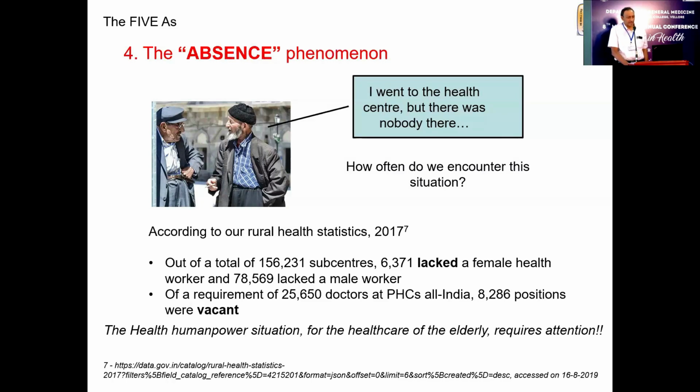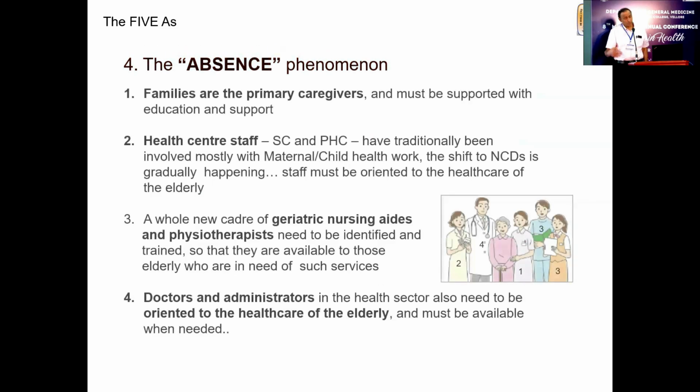This is according to our rural health statistics. Out of a total of so many sub-centers, almost 6,371 lacked a female health worker. And of course, I sometimes say that the male worker is rarer than the Indian tiger. At least you see the tiger occasionally on video clips and WhatsApp images, but a male health worker, I'm not really sure about. And of the requirement of so many doctors at a PHC, so many positions were vacant. So the absence phenomenon, or our human power crisis in healthcare, also affects equitable access to health for older persons. Now, this is just acknowledging who actually provides the human power that we are depending upon when we talk about healthcare of older people.